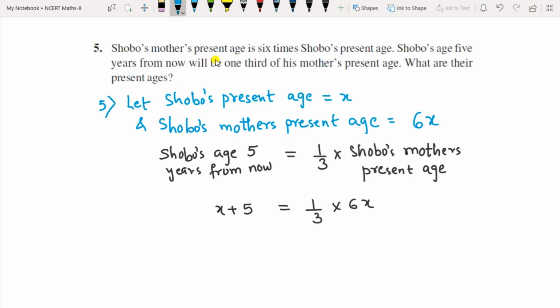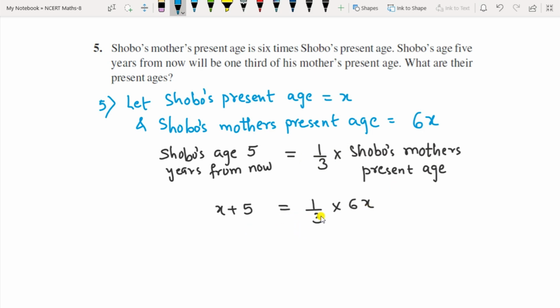So first the relation is given as mother's age is 6 times Shobho's present age. So let the present age of Shobho be x and mother's age will be 6 times, so 6x. So the equation given is Shobho's age 5 years from now. 5 years from now means present age plus 5, so it becomes x plus 5 equal to 1/3 of Shobho's mother's present age. Present age is 6x. Okay, so this becomes your equation.